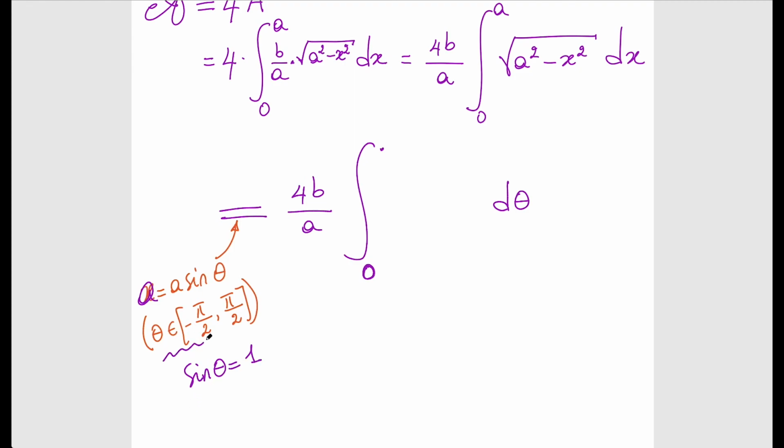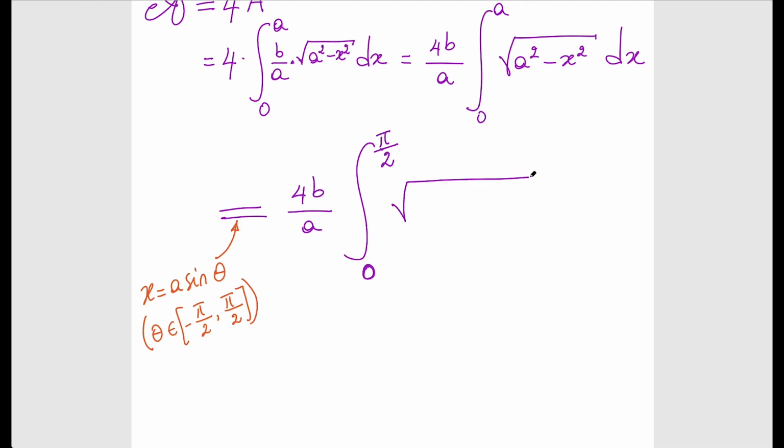And what's the angle that lives between minus pi over 2 and pi over 2, including the endpoints, so that its sine is 1? There must be one and only one guy. And that guy is clearly pi over 2, right? So let me erase this part. So this is pi over 2 here. Correct?